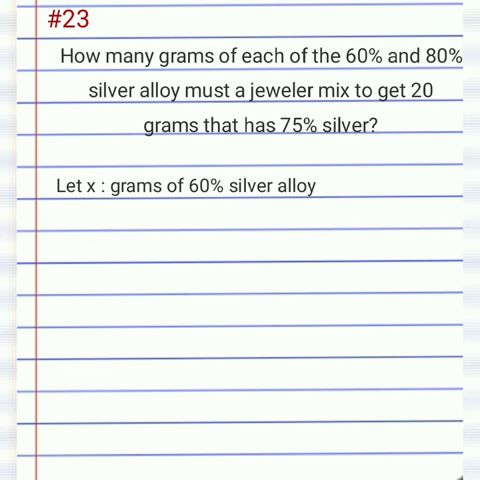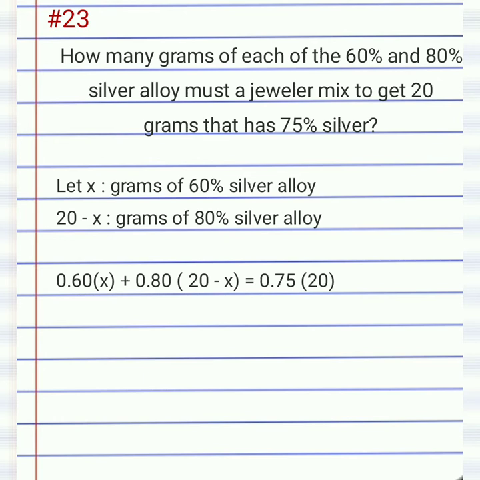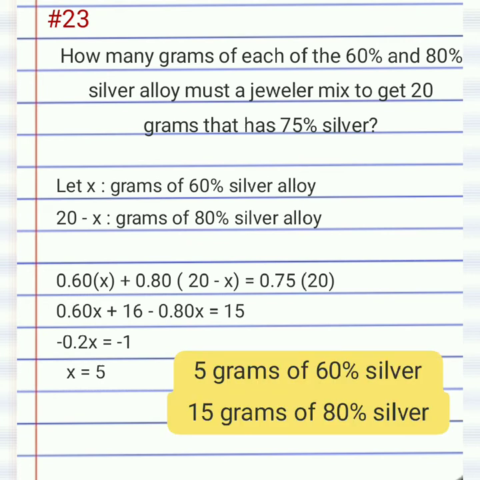Let x be the grams of 60% silver alloy and 20 minus x be the grams of 80% silver alloy. This will be 60% of x plus 80% of the quantity of 20 minus x is equal to 75% of 20. So x is equal to 5. 5 grams of 60% silver and 15 grams of 80% silver must a jeweler mix to get 20 grams that has 75% silver.